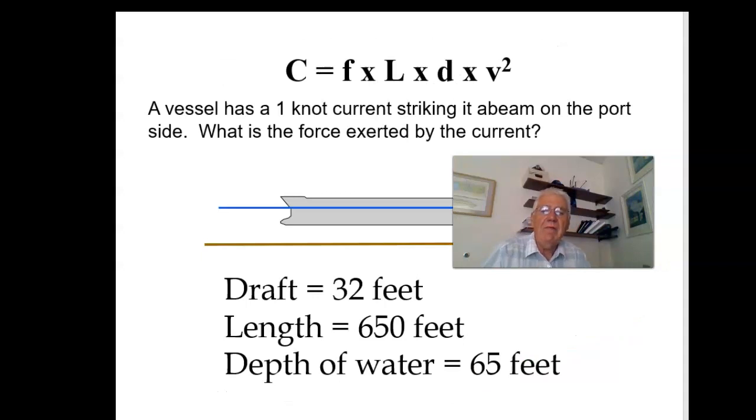All right, so here we have a vessel. It has a 1 knot current striking it on the beam on the port side. What is the force exerted by the current? It has a draft of 32 feet, a length at the water line of 650 feet, and a water depth of 65. Let's see, a 32-foot draft, 65-foot water depth. That's close enough to saying it's going to be twice the draft. 32 and 32, that's close enough to 65. We won't split hairs, we won't worry about that too much.